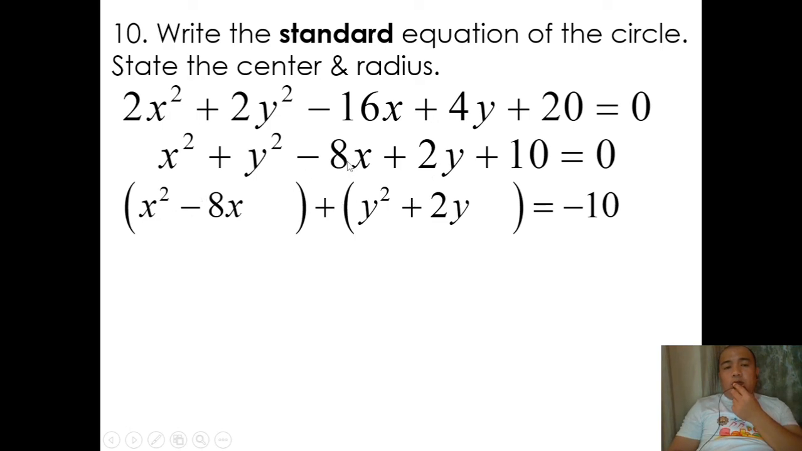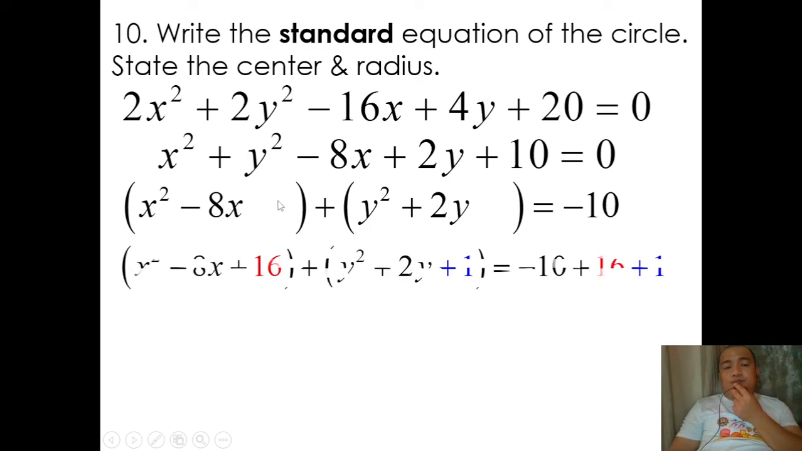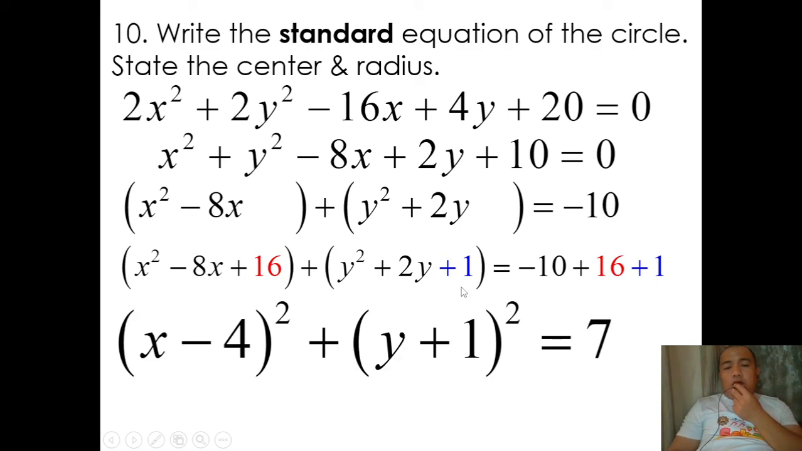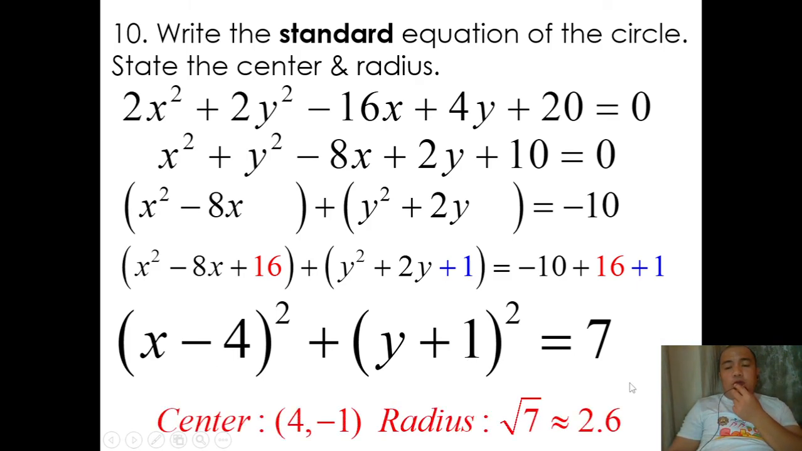Combine x squared minus 8x, y squared plus 2y. Then complete the square. 8 divided by 2 is 4 times 4 is 16. Dito naman plus 1. 2 divided by 2 is 1. 1 times 1 is 1. So, plus 16 plus 1 on both sides. So, we factor the trinomial x minus 4 quantity squared plus y plus 1 quantity squared equals negative 10 plus 16 plus 1 is 7. So, from general form, it becomes standard form of the equation of circle. Therefore, the center is 4, negative 1. Radius is square root of 7, or approximately 2.6.